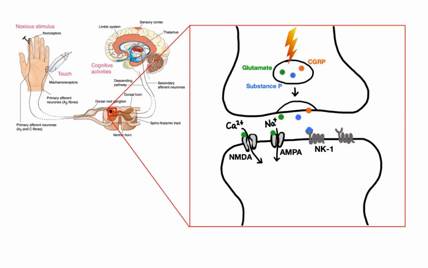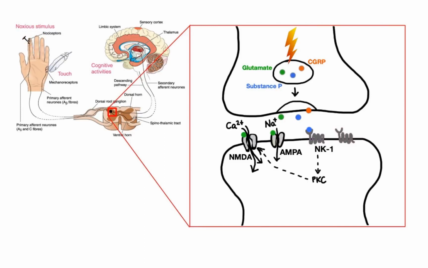NMDA receptors are activated when substance P attaches to NK1 receptors and then gets incorporated into the cell, activating protein kinase C. This action removes the magnesium that under normal conditions is blocking the NMDA receptor. This in turn allows glutamate to attach to the NMDA receptor and thus permit the inflow of calcium ions, ultimately causing the pain signal to increase and fire more frequently.